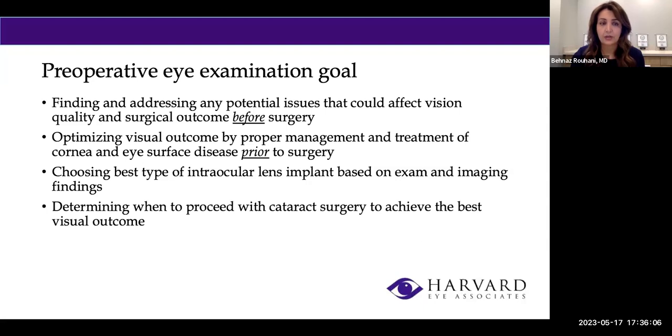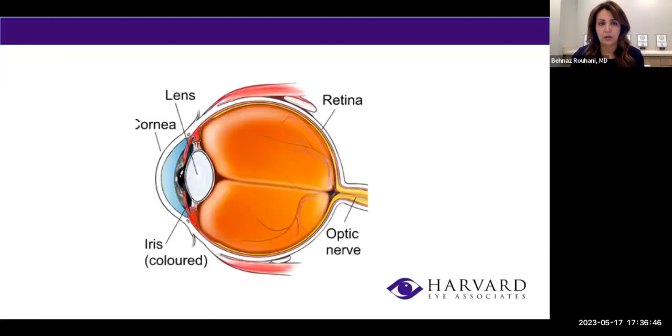And also to determine when to proceed with cataract surgery to achieve the best visual outcome. Again, I'm stressing the visual outcome following surgery because our main goal for cataract surgery is to provide the best vision potential. And when to proceed with cataract surgery is important because the eye needs to be prepared for that. So I'll walk you through the very important and most common things that we encounter on a daily basis in our patients prior to cataract surgery, and the ones that can affect the visual outcome.